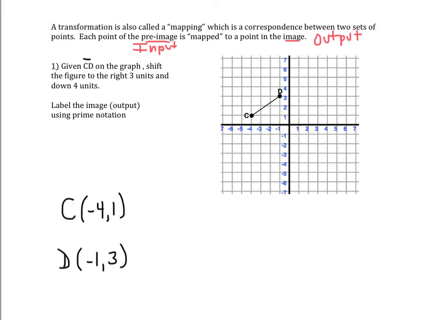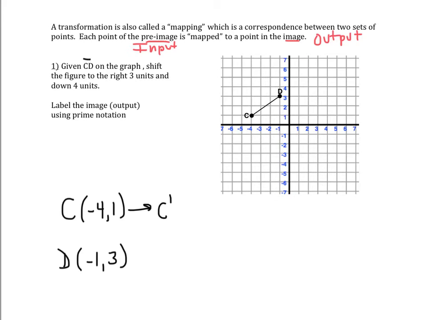So number 1, it says we're given line segment CD on the graph. We want to shift the figure to the right 3 units and down 4 units. So I'm going to start with point C, which has coordinates of -4, 1, and we want to see what point this is mapped to. And it's going to be the point C prime. Sorry about that.